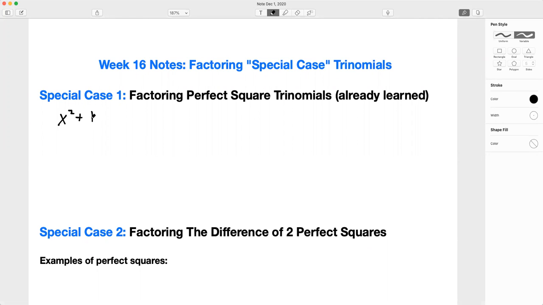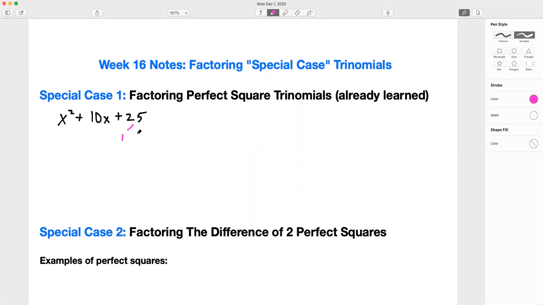x squared plus 10x plus 25. Now, I want to ask you to factor this, okay? And we've already factored things like this. However, this is going to take an interesting form when we factor it, and I'll just use it to point something out. So we're going to look at this number right here, 25, and find the factors of it.